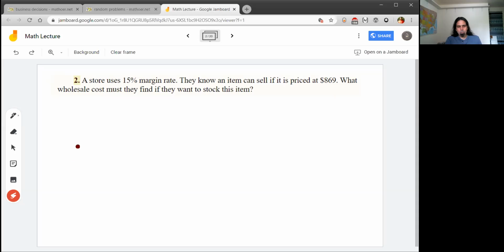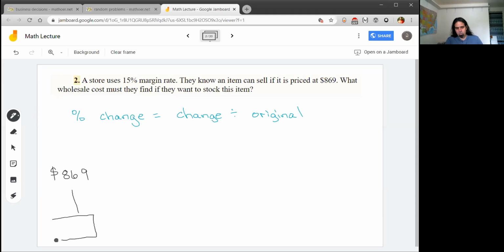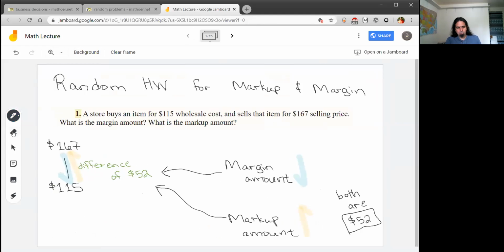Okay, now we actually get a little more interesting. We have rates, not just amounts. So we're going to think about that percent change is change divided by original, because the rates always involve the percent change. So we know an item can sell if it's priced at 869. And we want to know what the wholesale cost is. We are thinking about going down, so this is the margin amount.